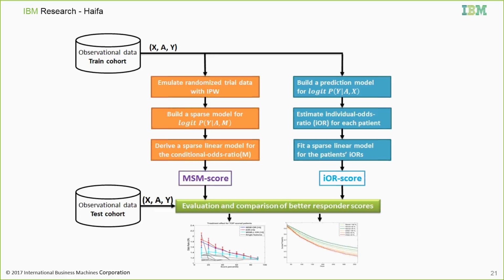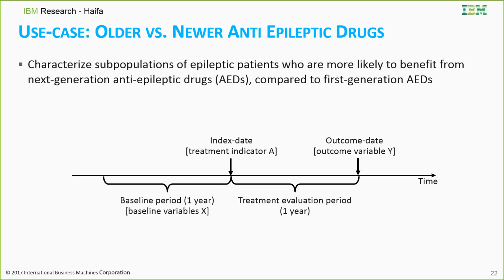And here for the individual odds ratio, you compute the individual odds ratio using standardization, using prediction models on all variables, and then you take a sparse model, meaning a small number of features that predict this odds ratio. And then you evaluate which one works better, and we get there.